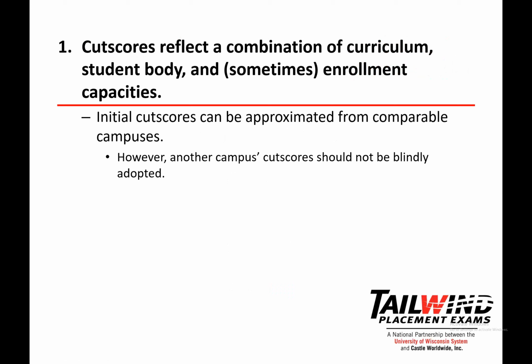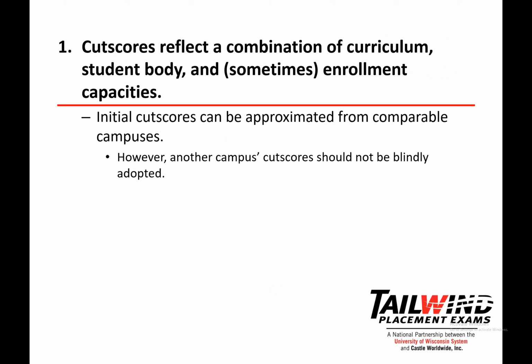But in addition, the UW system has 13 two-year campuses. The two-year campuses have very similar student populations, and they also have a standardized curricula. And so in this situation, all 13 of the two-year campuses use the same set of Cutscores because they're placing into the same courses in which the same content is taught.